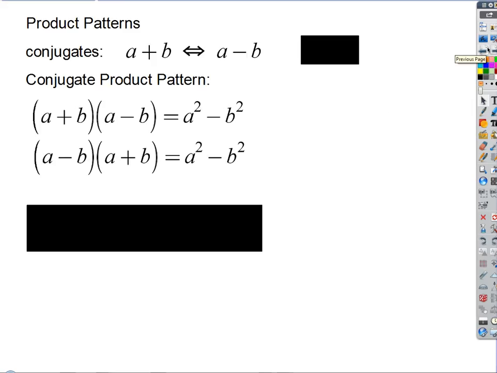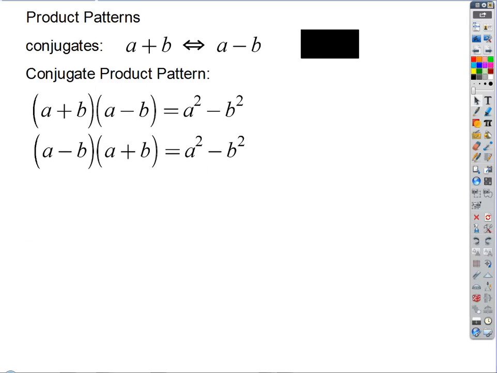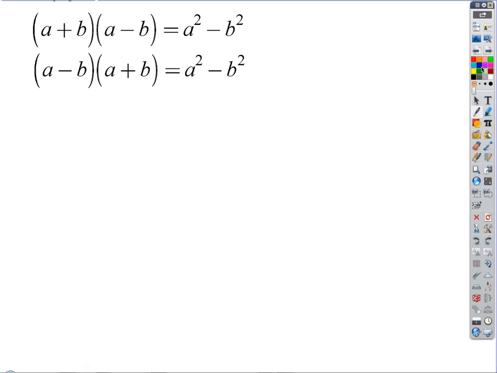Let's go back and do an example of that. So what would we get, for example, if we did something like 2x plus 3 times 2x minus 3? Okay, does everybody see that that's that conjugate pattern? Right, what's A in this case? 2x. So the first thing, which we could call A, is 2x, right? Okay, what about the second thing? What's B? 3.